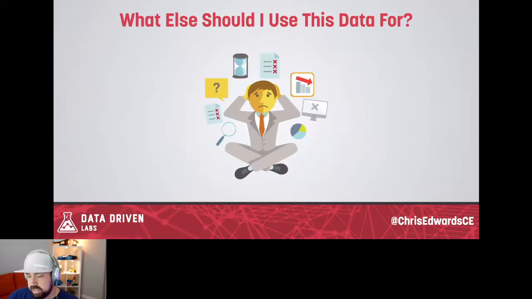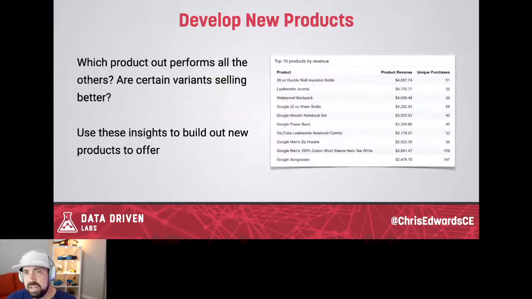All right, so what else can we use this data for? We talked about being able to go in, look at this data, and understand what's going on with our website. But the other thing we can do is use it to develop some new products. When we start diving in, you can look and ask which product outperforms all the others, and whether certain variants are selling better than others. You can use these insights to understand what you want to build more of and what you want to add in there.